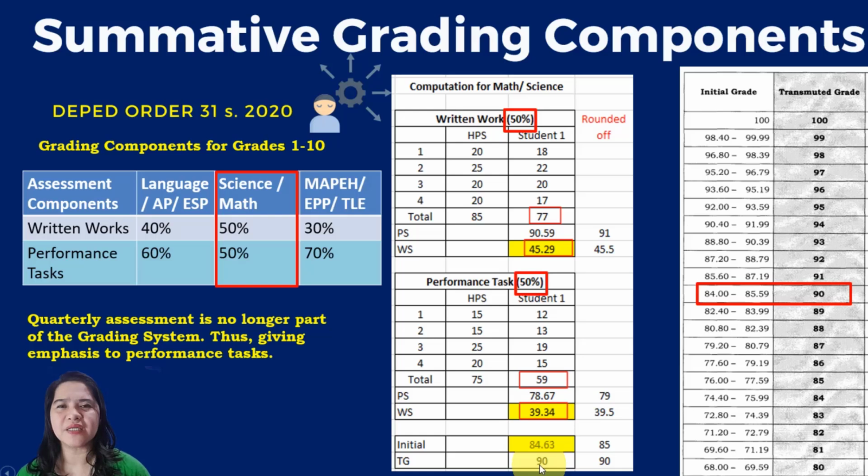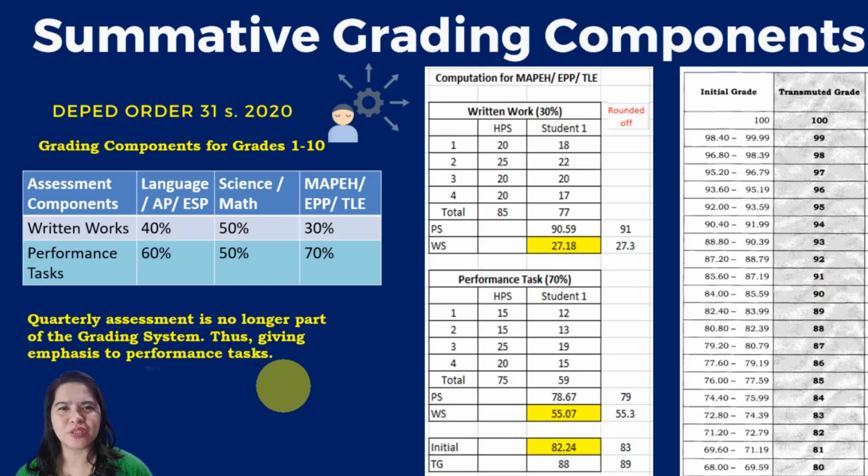As mentioned earlier, under the new DepEd order, quarterly assessment will not be part of the grading system. Same process is done in computing for the MAPE, EP, and PLE. They only differ in the percentage allocation or its weight, that is 30% for the written work and 70% for the performance task. Same with other subjects, quarterly assessment will not be part of the grading system.